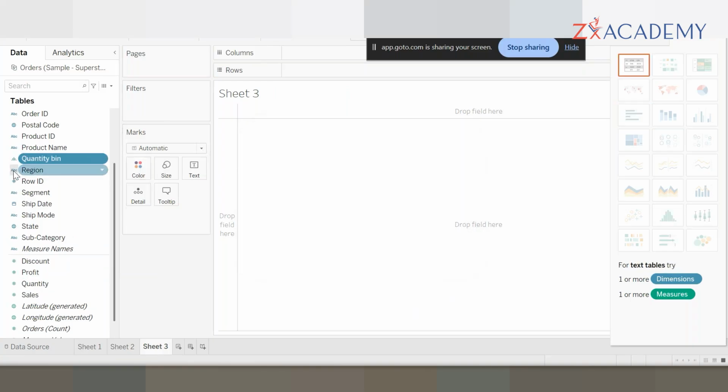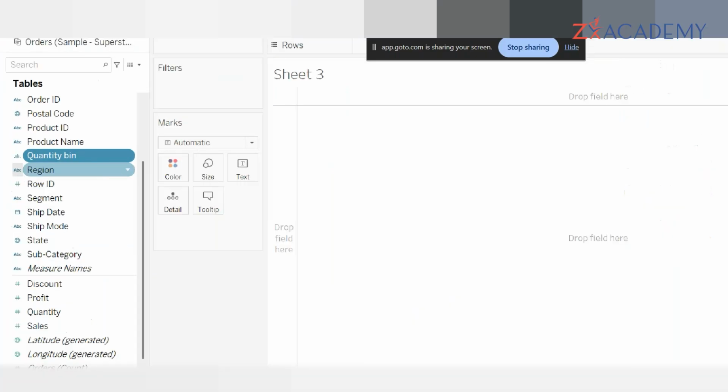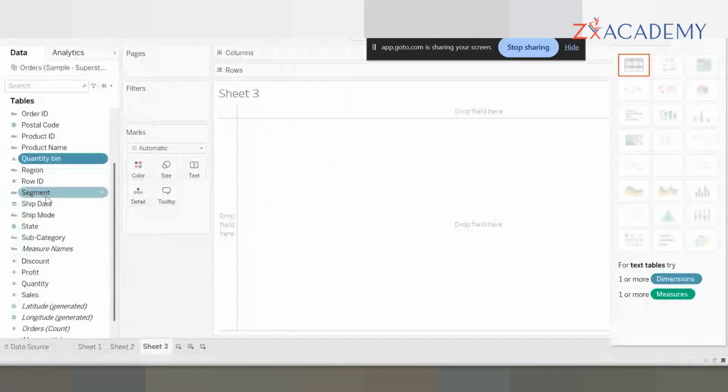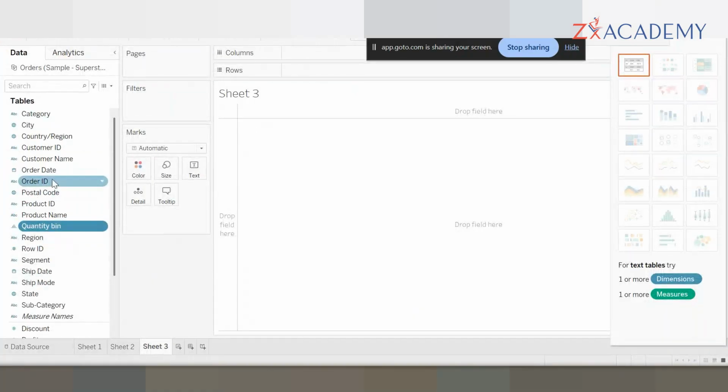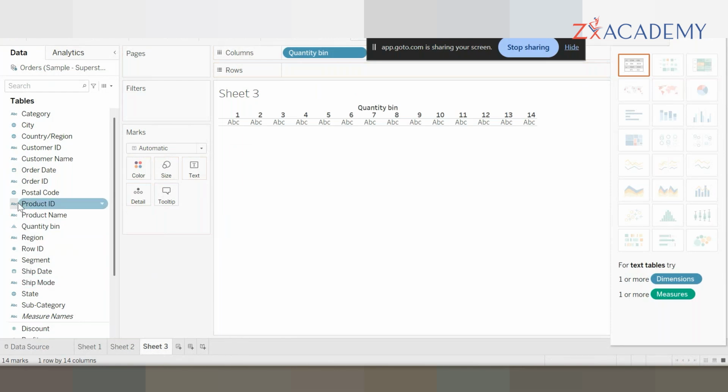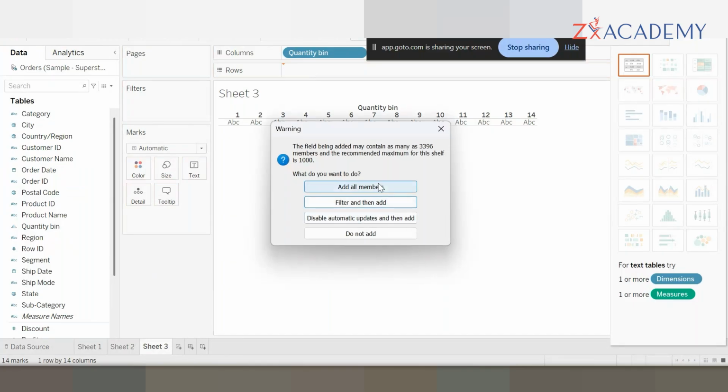You can see a new dimension has been created here called the quantity bin. Now I just want to see how many orders there are, so I'll double click on the order ID. I just want to know the total order ID for each quantity bin. I can take the quantity bin into the rows, or you can keep it in the columns, however you want. And for that I want to see how many orders are placed, the order ID, and I'll put it into the rows.